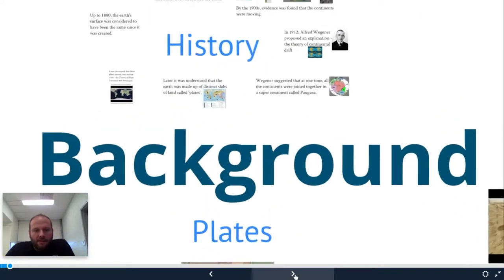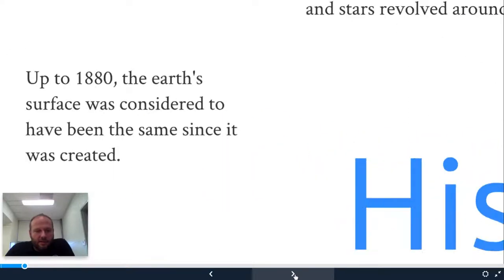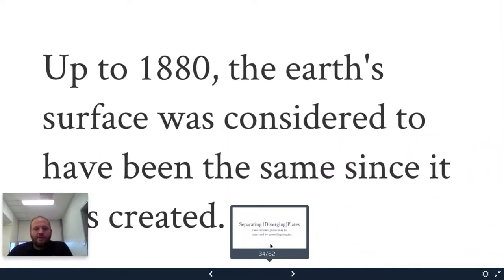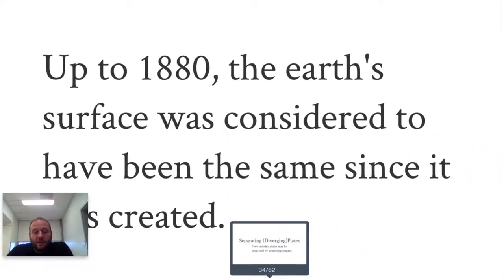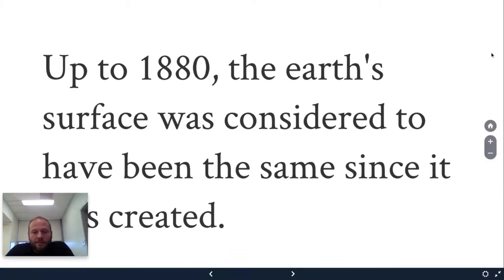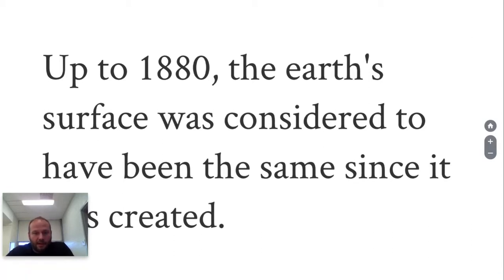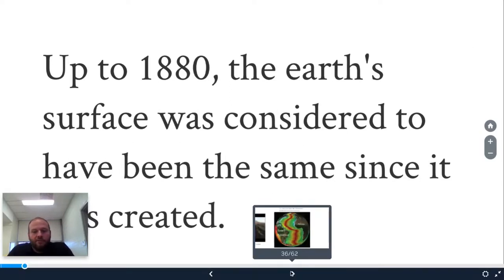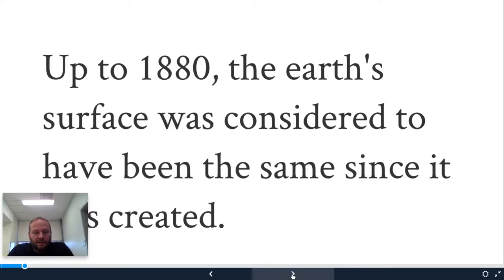So some background information looking at the history. Up until 1880, the Earth's surface was considered to have been the same since it was created. So they didn't realize that all the continents moved. They didn't know what caused things like earthquakes and volcanoes to form. They just thought that they were always there, and these were occurrences that just happened. So after 1880, they started to really think about this a little bit more.